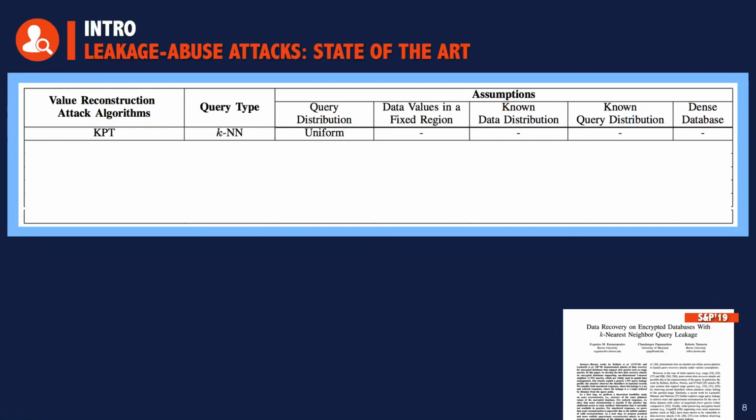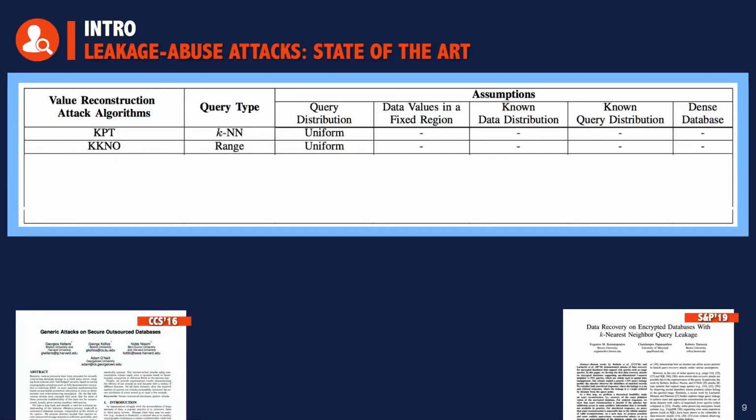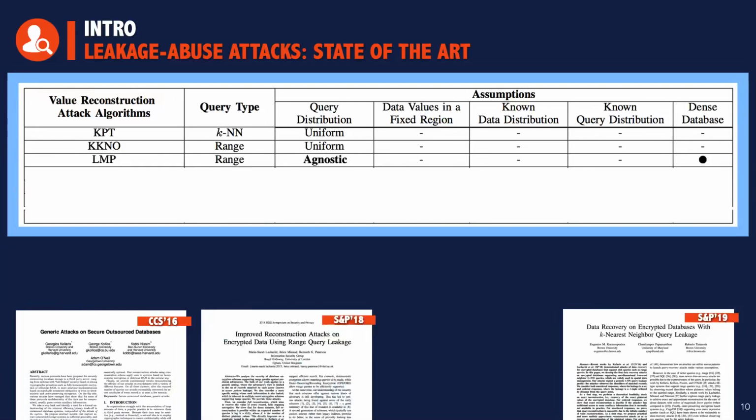When it comes to leakage from encrypted k-nearest neighbor queries, the state of the art is the work by Kornaropoulos et al. from S&P 2019 that relies on the uniform query distribution assumption. This means that the attack expects the queries to be chosen uniformly at random from the domain, otherwise the reconstruction is incorrect. Moving on to range queries, the pioneering work by Kellaris et al. from CCS 2016 sets the foundation for all modern leakage abuse attacks that you will see in this slide. Their attack on range queries also relies on the uniformity assumption.